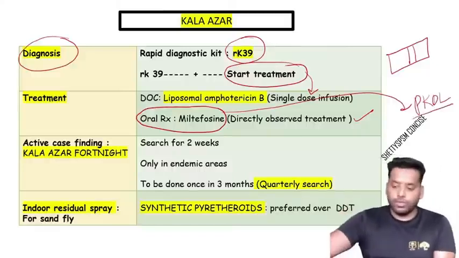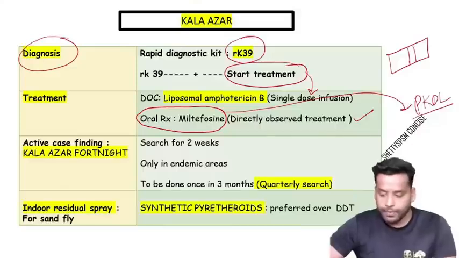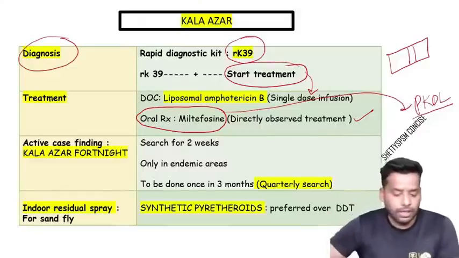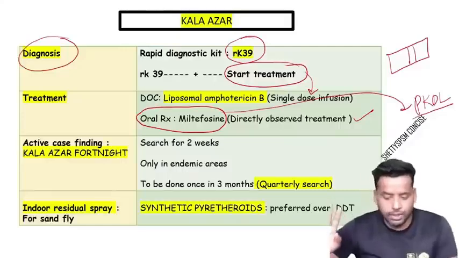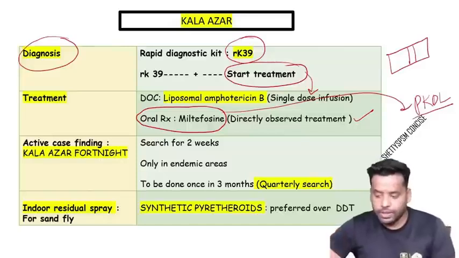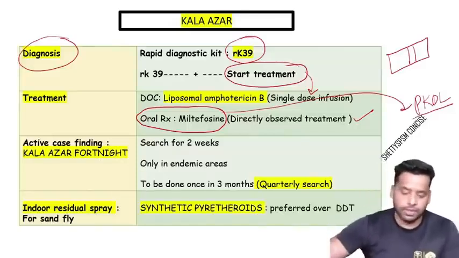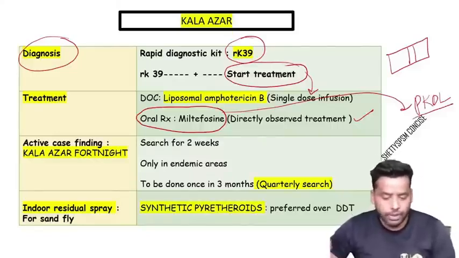What is the drug of choice for PKDL, post-Kala-Azar dermal leishmaniasis? Miltefosine is the answer. They'll give a history of Kala-Azar long back. Now the patient is having some nodular lesions on the back, extensor aspects. Leprosy was ruled out. Like that they'll mention post-Kala-Azar dermal leishmaniasis.